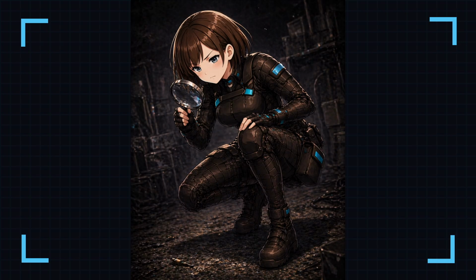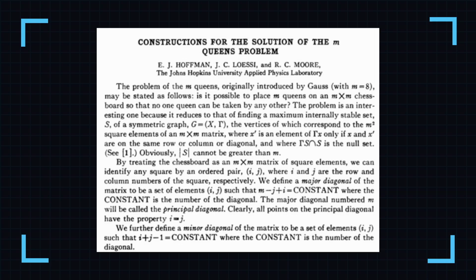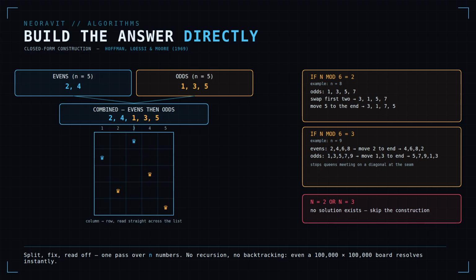So I went looking for something that doesn't search at all, and I found closed form construction. It's a method originally described by Hoffman, Loessi, and Moore back in 1969. Great year. Instead of trying columns and backtracking on failure, you build the answer directly with a little bit of number theory. So here's the idea.